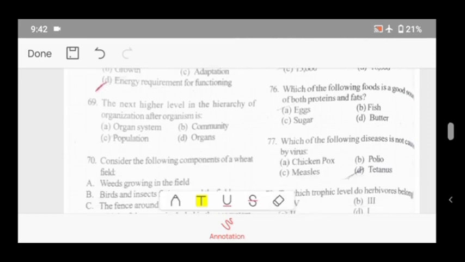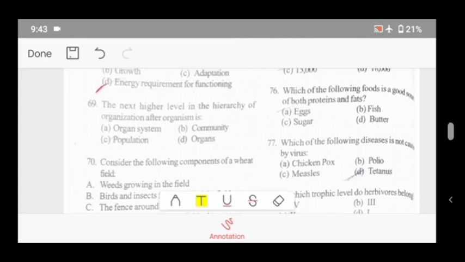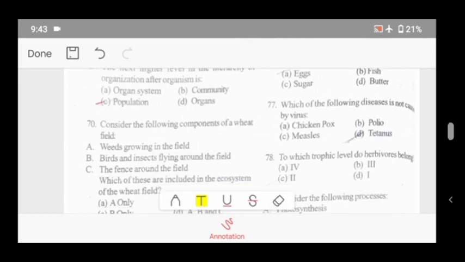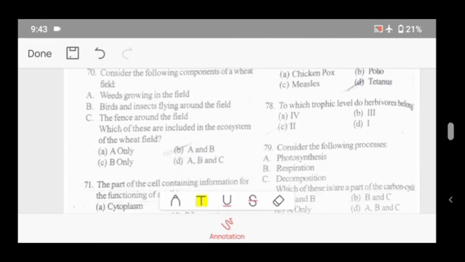The next higher level in the organization of organisms is C, population. Okay. Population. Now consider the following components of wheat fields. You have to consider components including those which are included in the ecosystem of the wheat fields. The answer will be B.